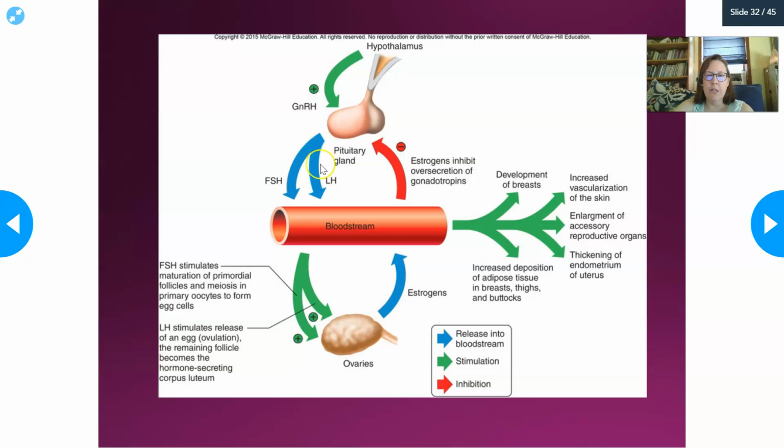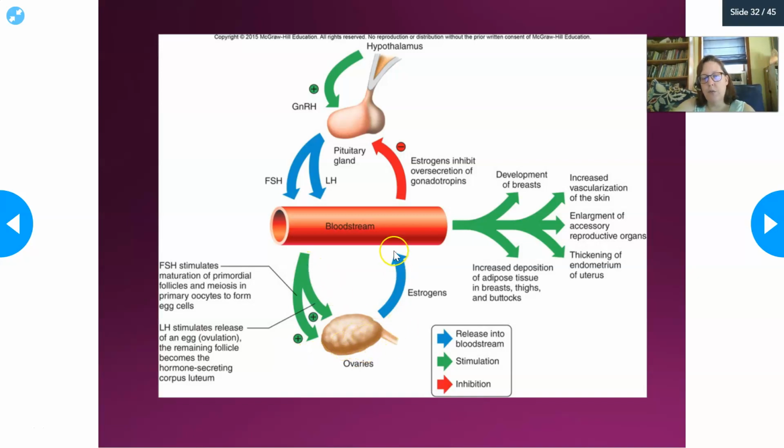So again, the hypothalamus produces GnRH, which goes to the anterior pituitary and causes a release of FSH and LH. FSH stimulates the maturation of your primordial follicle and meiosis in the primary oocyte to make the egg cells. And then luteinizing hormone, or LH, when it peaks, will help release the egg. What's left of the follicle then becomes the hormone secreting corpus luteum that produces progesterone.